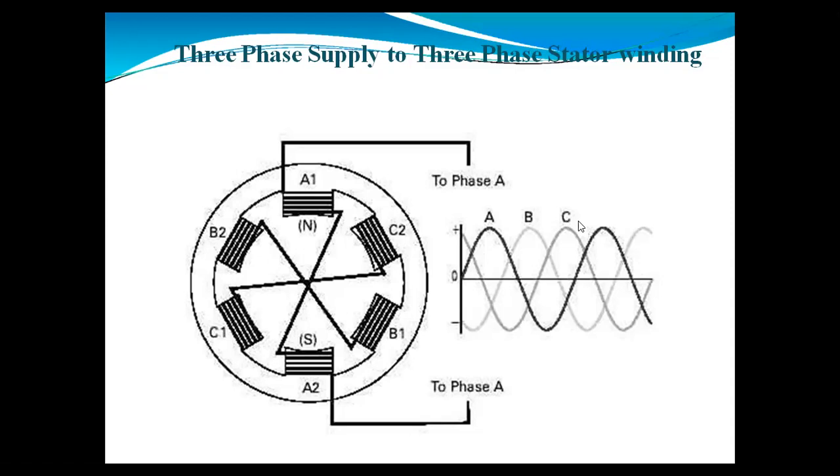It means what? When we are giving the three-phase supply to the three-phase stator winding of three-phase induction motor, at that time there is a phase difference of 120 degree between two adjacent phases. That's why, I will show you another time.